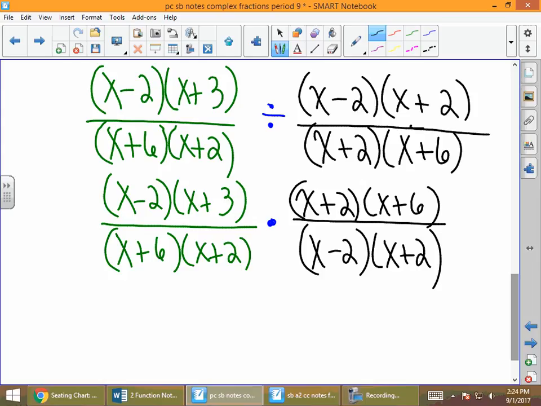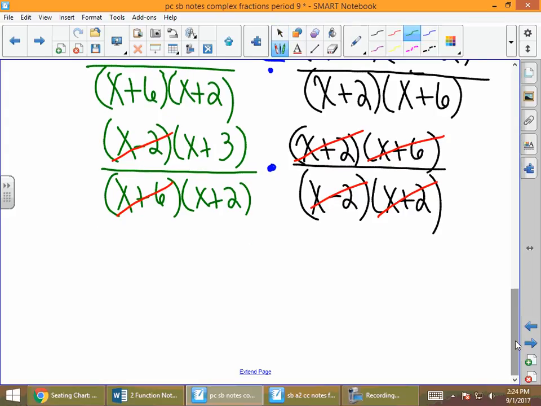So to finish, do we have anything exactly the same in the top and in the bottom? We've got an x plus 2. We have an x minus 2. We've got an x plus 6. And then we're left with our simplified version of x plus 3 and x plus 2.